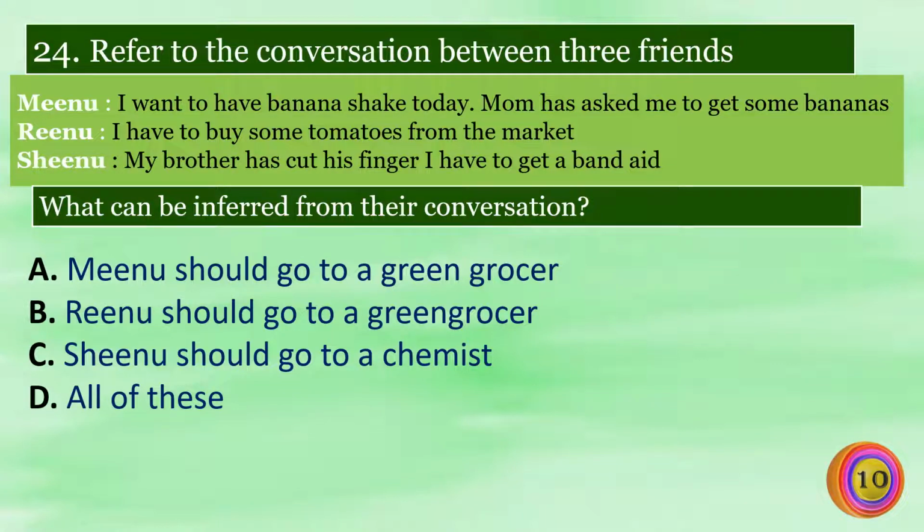What can be inferred from their conversation? Option A. Meenu should go to a greengrocer. Option B. Reenu should go to a greengrocer. Option C. Sheenu should go to a chemist. Option D. All of these.